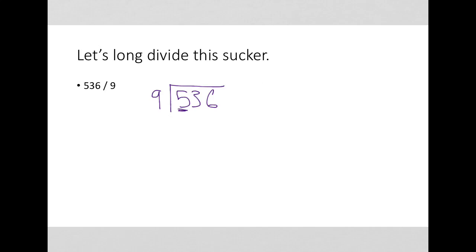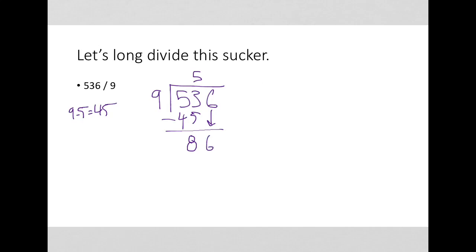into 5? Well, no, 9 is greater than 5, so it does not. But 9 will go into 53. How many times? Well, let's see, 9 times 6 is 54. That's too big, so 9 times 5, which is 45, that'll go in. So I'm going to put my 5 up there above the 3 digit, and 9 times 5 is 45, and I'm going to subtract all of that. 53 minus 45 is 8, I do believe. Drop that 6 digit down.